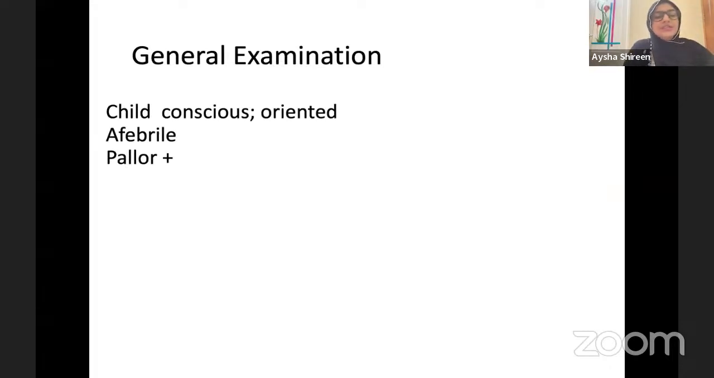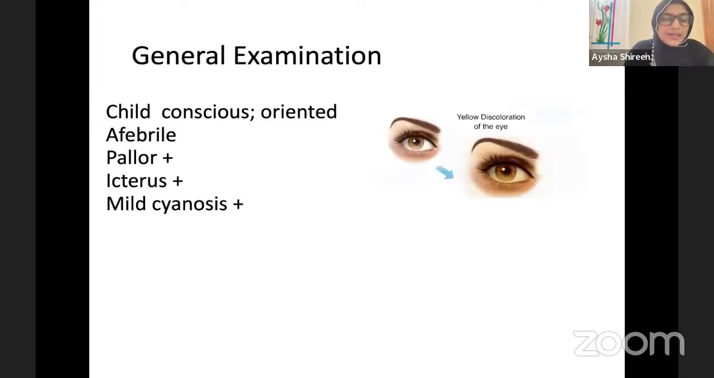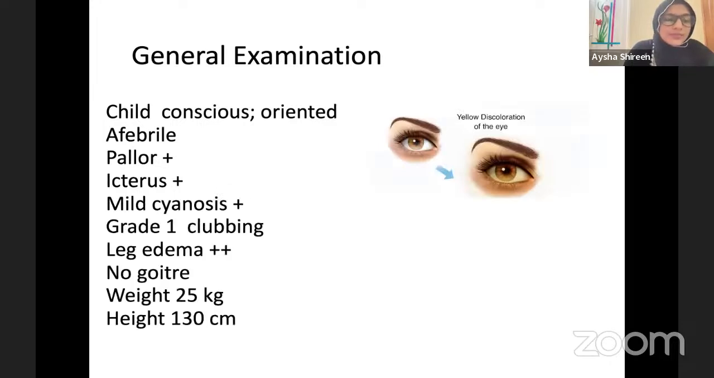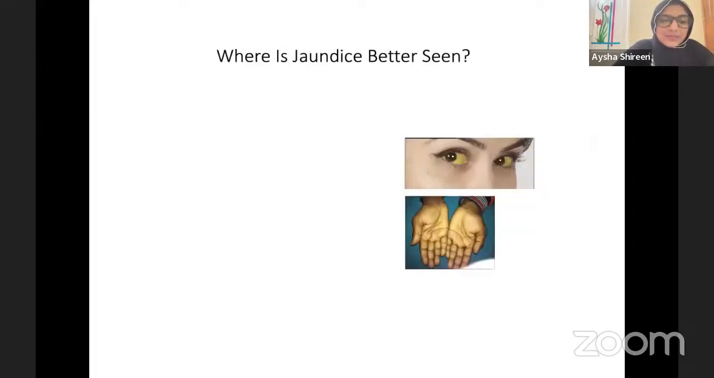General examination: the child is conscious and oriented. She was afebrile. She had pallor. Icterus was present. She had mild cyanosis, grade 1 clubbing, and bilateral leg edema, with no goiter. Her weight was 25 kg and height was 130 centimeters.